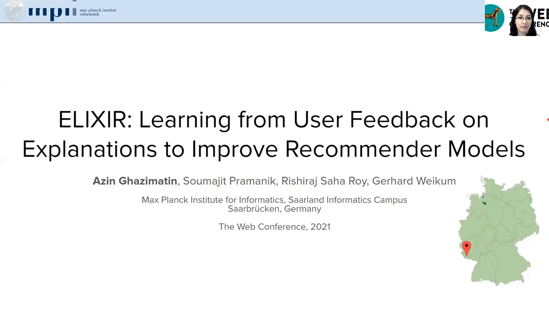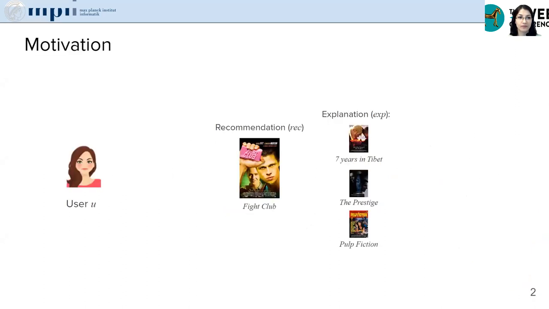I'm a PhD candidate at Max Planck Institute for Informatics, and I would like to talk about our paper, ELIXIR, Learning from User Feedback on Explanations to Improve Recommender Models. This is the joint work with my colleagues Soumajit Pramanik, Rishiraj, and Gerhard Weikum.